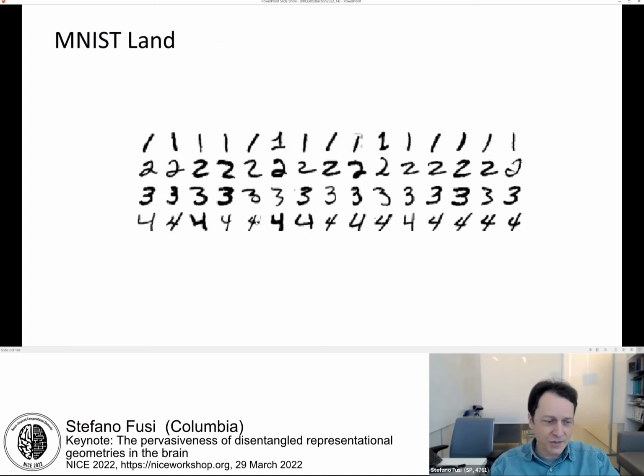Okay, so let me start by explaining what a disentangled representation is. Maybe most of you are already familiar with it, but I want to introduce every concept. And I'll start with a very simple example. So let's say that you live in this very simple world, this MNIST land, where you have these MNIST digits. And it's a really simple world. Not only do you have only digits, but you don't even have all the digits. You just have 4 digits. So here you see a lot of ones, then on the second row, a lot of twos, and so on.